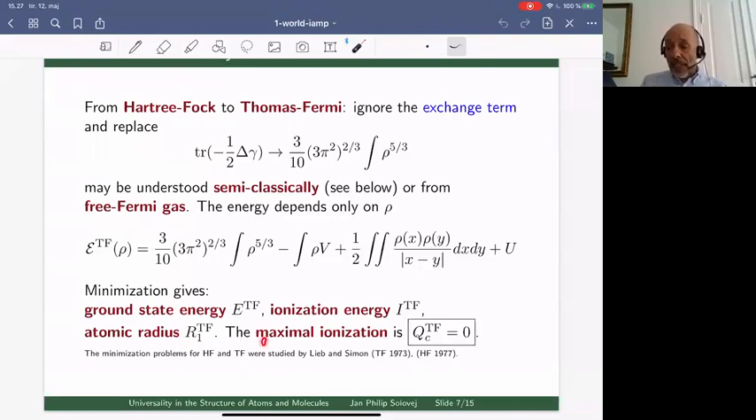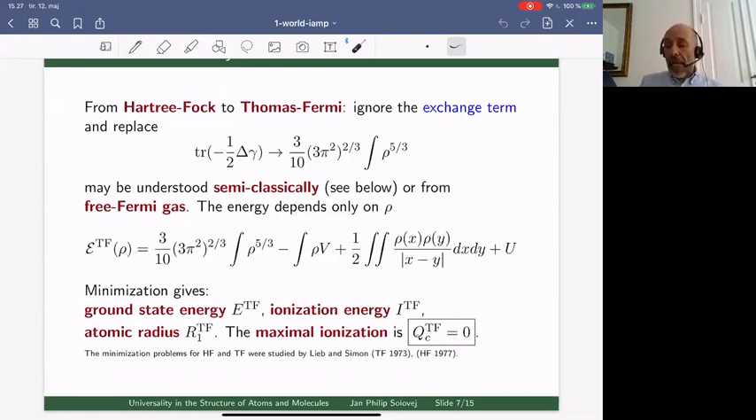And finally, I can ask the question of the maximal ionization, meaning how much mass can the density have bigger than Z in an atom or in a molecule for that matter. I mean, the integral of rho equal to n, how much bigger can that be than the total nuclear charge in order to have a minimizer for this functional. And in Thomas-Fermi theory, this number is known, it's equal to 0. Thomas-Fermi atoms or molecules cannot be negatively ionized. If you have more electrons than charge, you will not have a minimizer in that case.